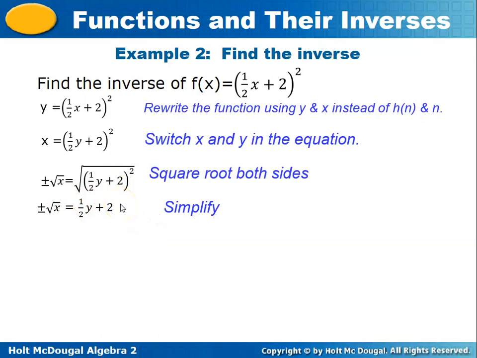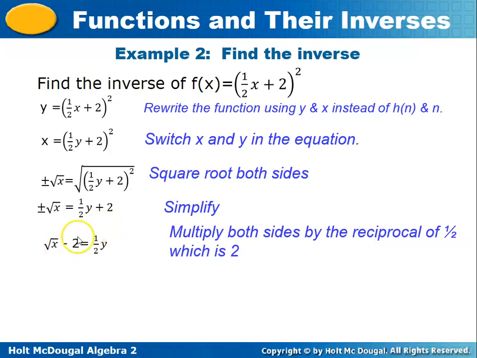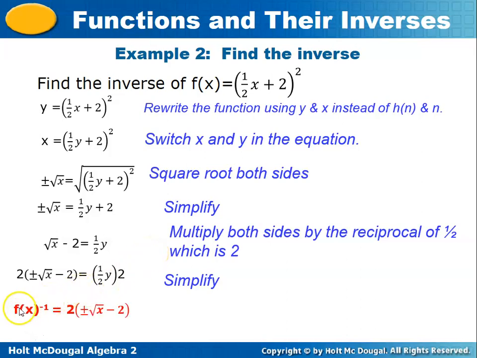So once again, we're going to subtract 2 from both sides. That's what I did here, subtracted 2 from both sides, right? Then we're going to multiply both sides by 2 here. Notice this. So the reciprocal of 1/2 is 2. So we're going to multiply both sides by 2. And when we do that, we're going to end up with f of x, the inverse of it, is 2 times plus or minus the square root of x minus 2.